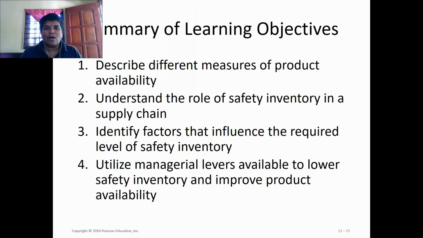Okay, so the summary of the learning objectives today for this chapter: we are able to describe measures of product availability, understand the role of safety inventory in a supply chain, identify factors that influence the required level of safety inventory, and last but not least, utilize the managerial levers available to lower safety inventory and improve product availability. With this, we have ended our chapter on managing uncertainty in the supply chain.